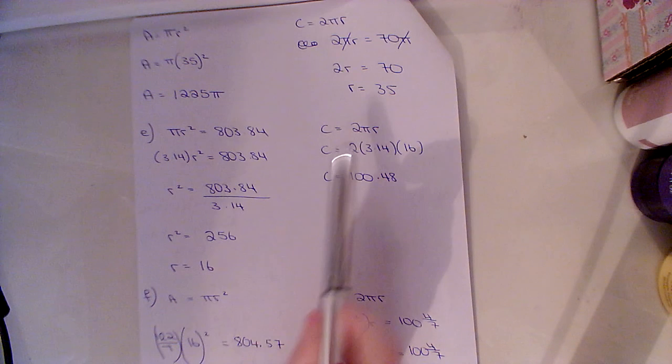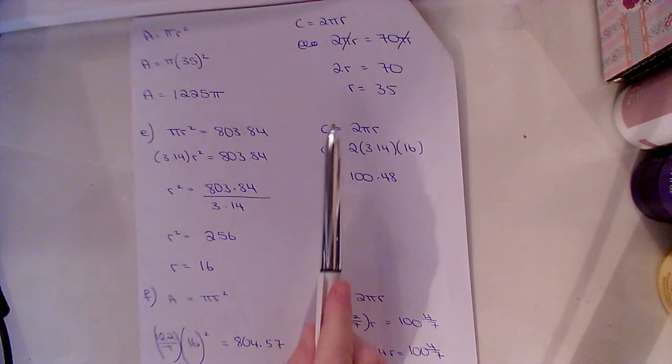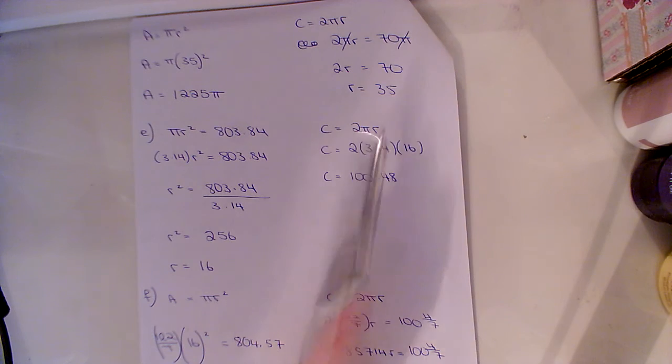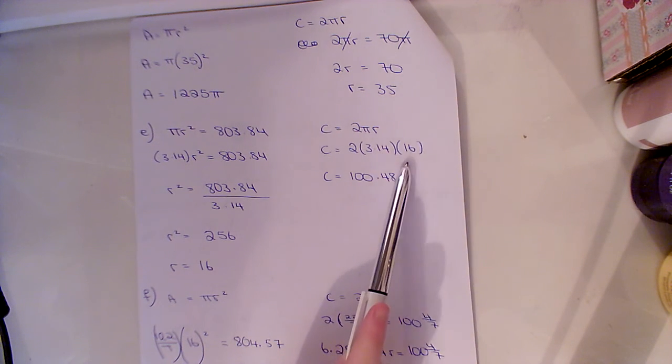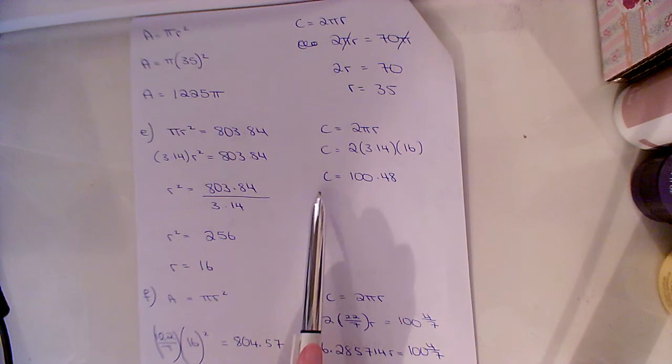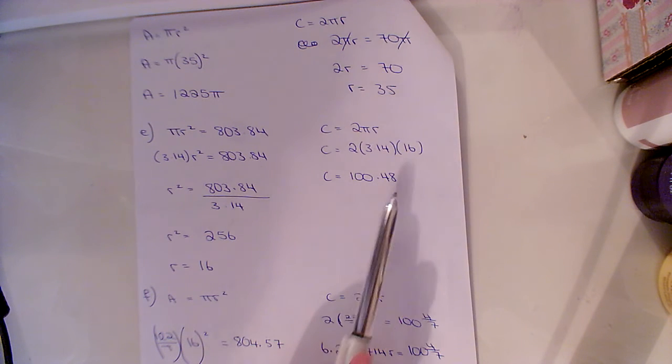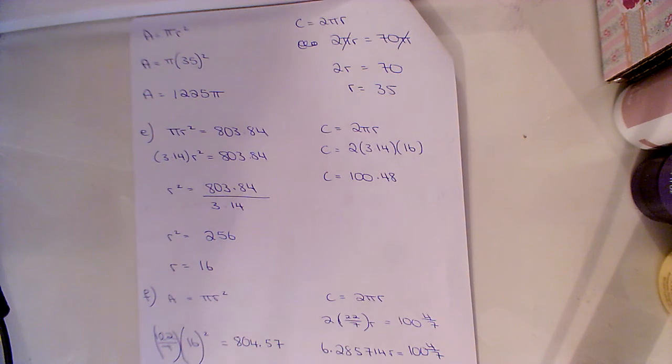That gives me enough information then to be able to find my circumference. So I have my circumference is equal to 2 pi r, so circumference is equal to 2 bracket pi is 3.14, my radius we just found is 16, and I get C is equal to 100.48. The next one, I was given my circumference, and I was told to take pi as 22 over 7.